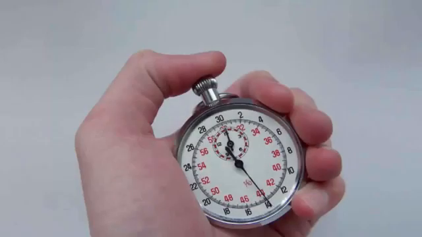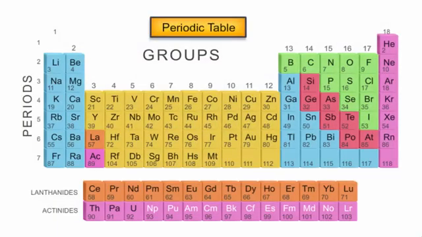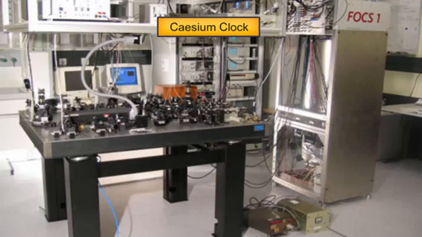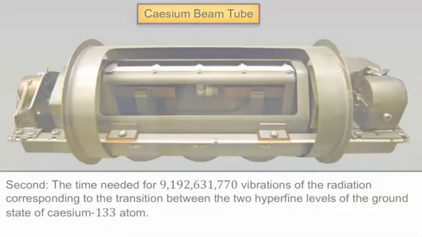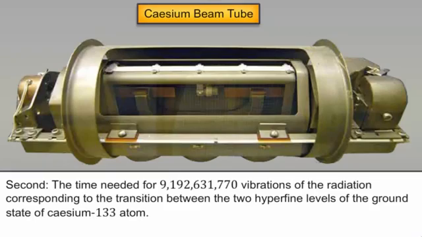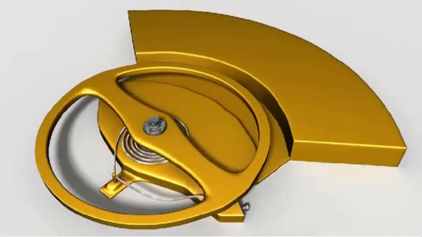To have the most accuracy in measuring time, now we use an atomic standard of time, which is based on the periodic vibrations produced in a cesium atom. Hence, the clock is also referred to as the cesium clock or the atomic clock. In a cesium clock, the second is taken as the time needed for 9,192,631,770 vibrations of the radiation corresponding to the transition between the two hyperfine levels of the ground state of cesium-133 atom. The vibrations of the cesium atom regulate the time shown by this atomic clock, just as the vibrations of a balance wheel regulate the time shown by an ordinary wristwatch.